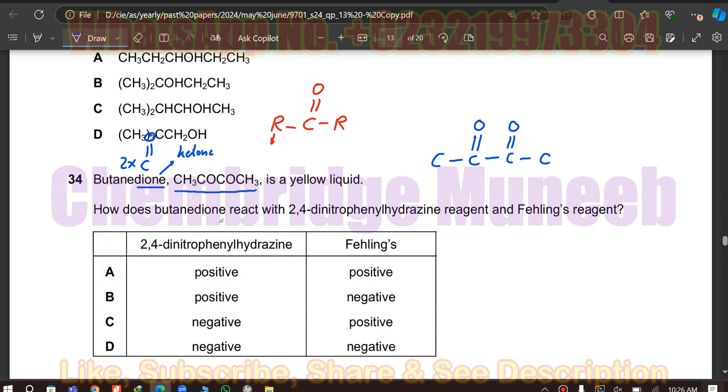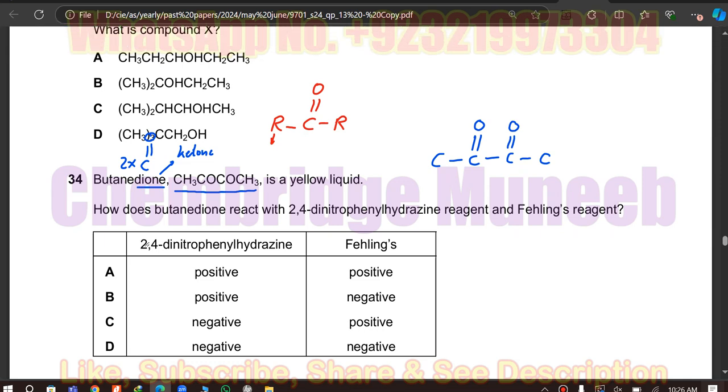Now we will check what is a positive test or negative test of this 2,4-DNPH. We have read in our literature that 2,4-DNPH can give a test with the aldehyde and ketone functional groups. It can give you a positive test with both, with aldehyde as well as ketone. So here we have the ketone functional group, which means it will give you a positive test.